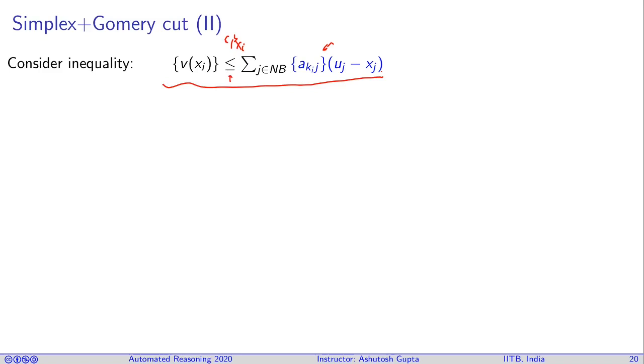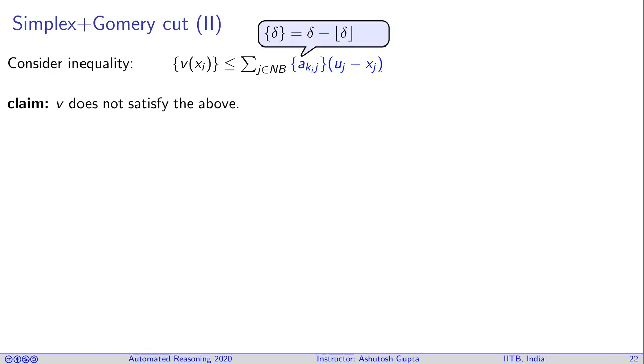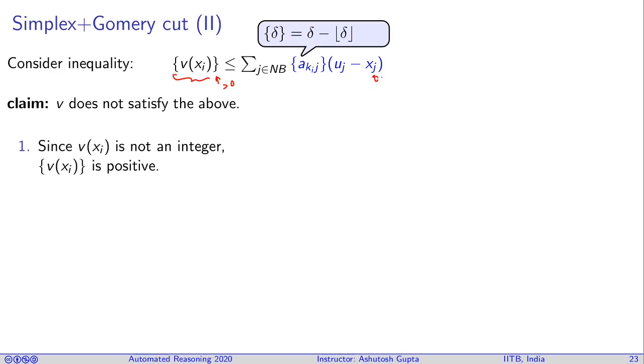This inequality allows us to separate the non-integral point, which is our current solution, from all the other possible integral solutions. So let's see how it does it. First, the current solution does not satisfy the above. This is because vxi has a fraction value, so it's greater than 0. At the current assignment, all the non-basic variables are hitting the upper bound, so this value is 0, and therefore the whole sum is 0. So this linear inequality does not succeed at the current assignment.